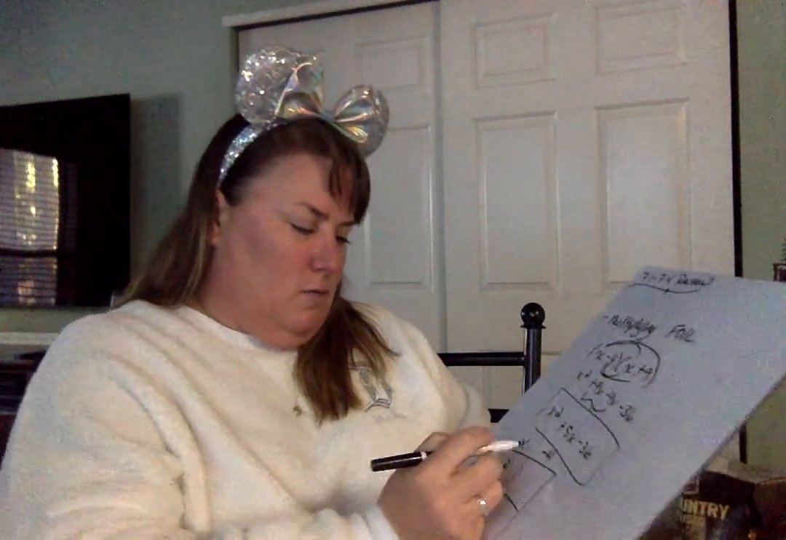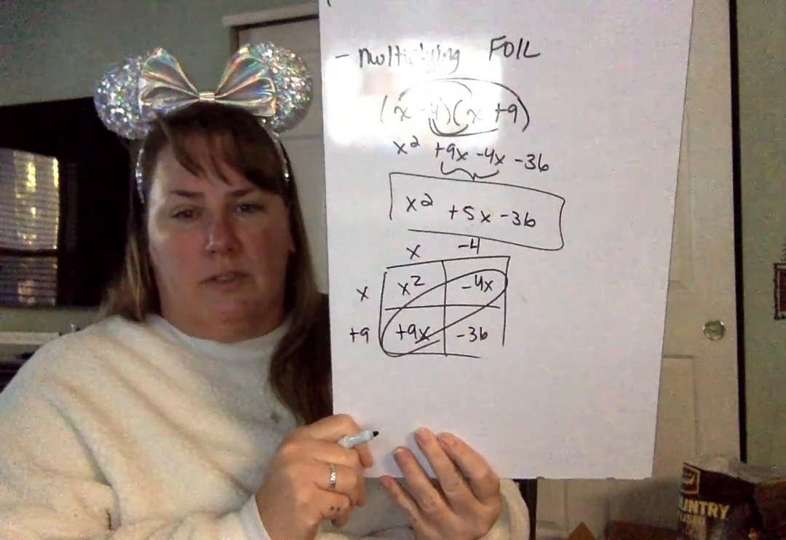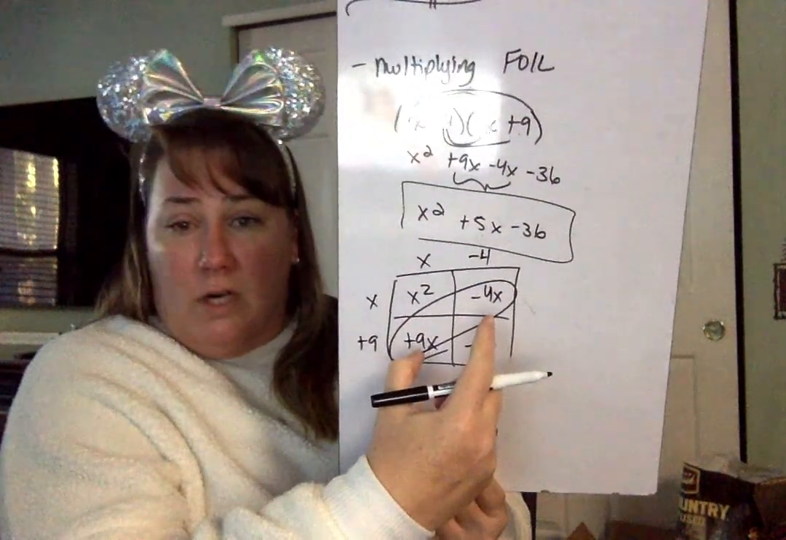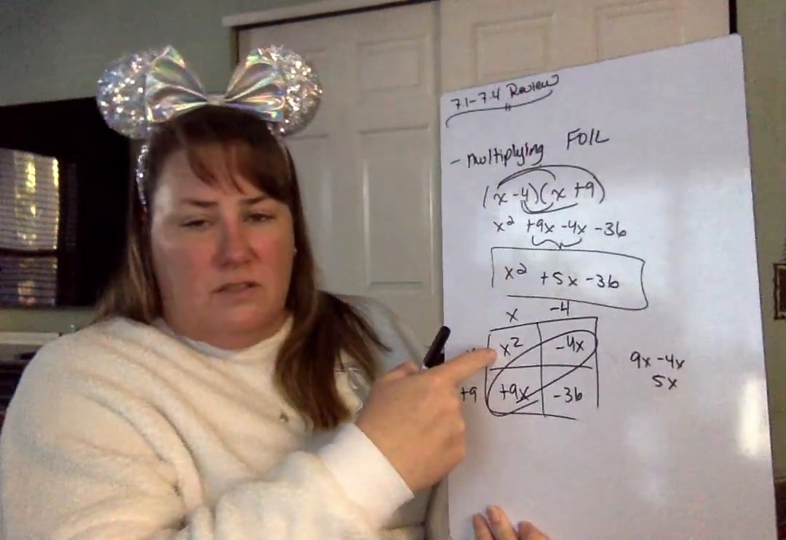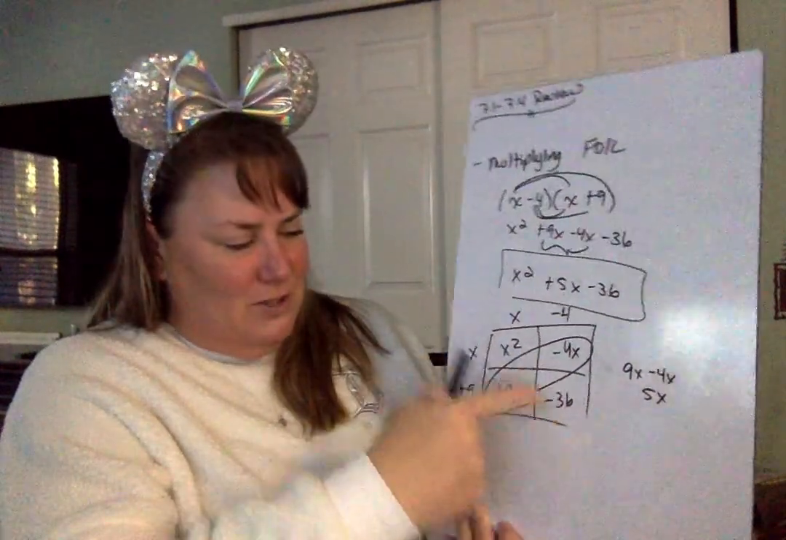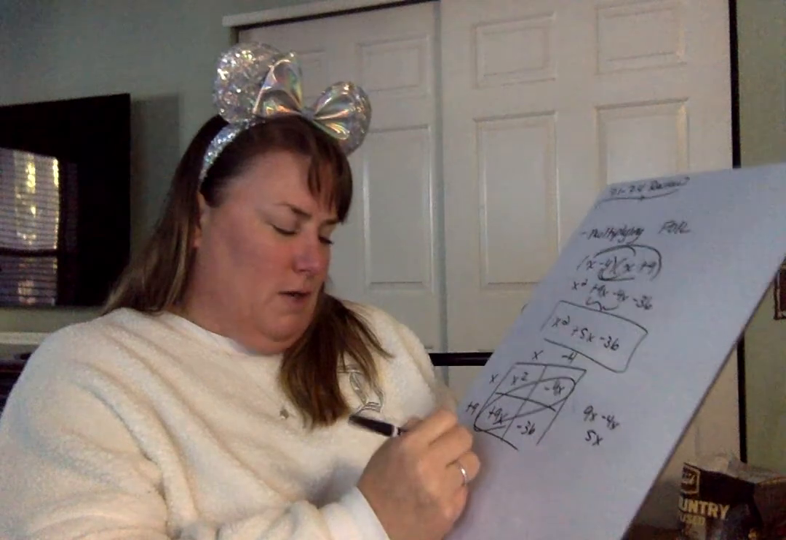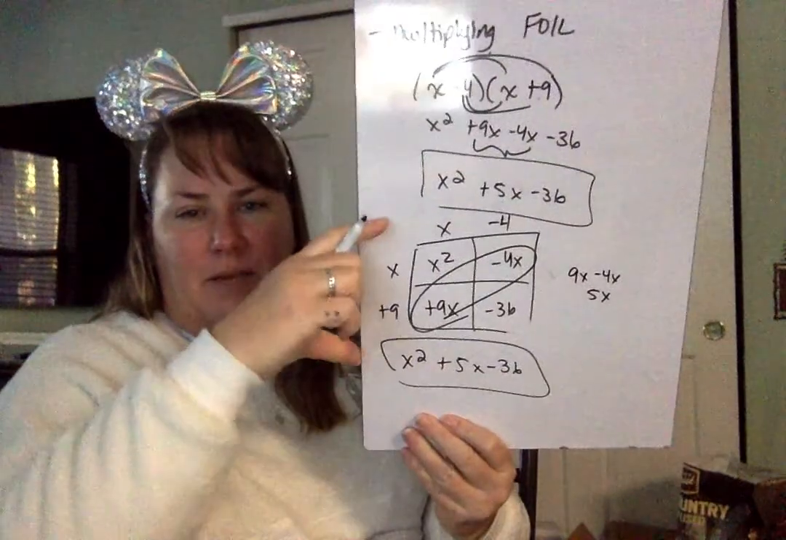So x times x, x squared, plus 9x. I'm going to kind of fly through this because, like I said, this is review. It's not by any means a lesson. I'm flying through it. So in a box, your like terms are diagonal with each other. And that would be your O and I, so 9x minus 4x. That's your 5x. Your highest term is always in the top left, your lowest is always in the bottom right. x squared plus 5x minus 36 gets you the same answer.